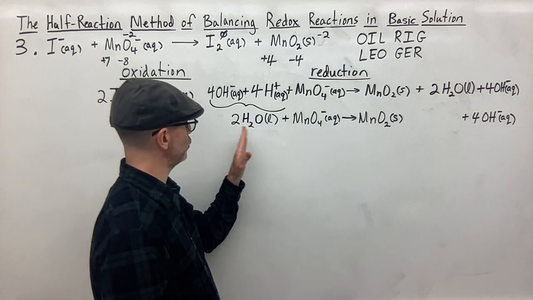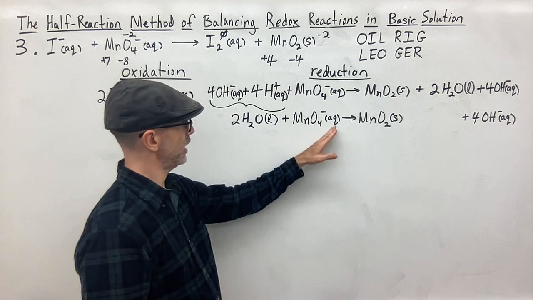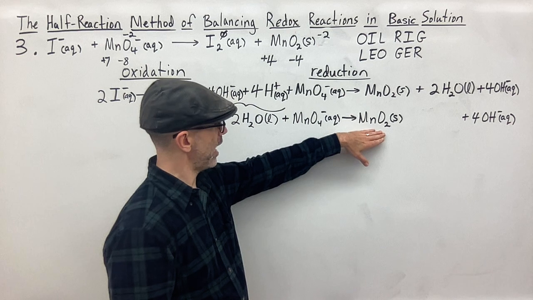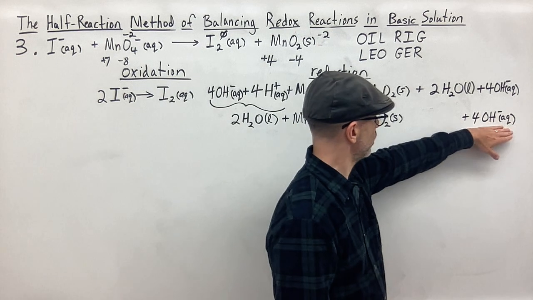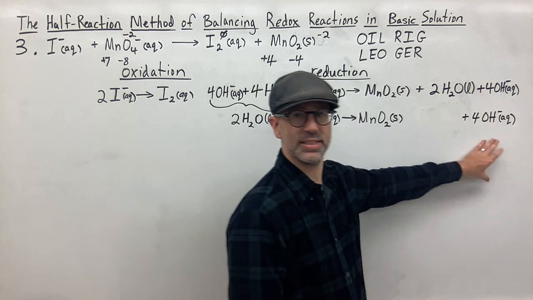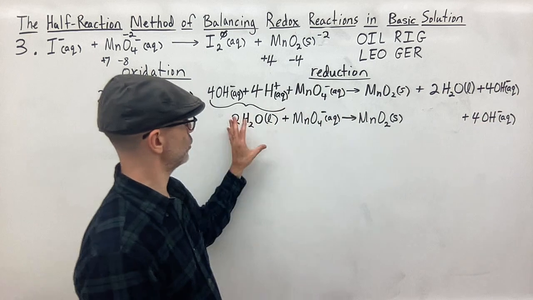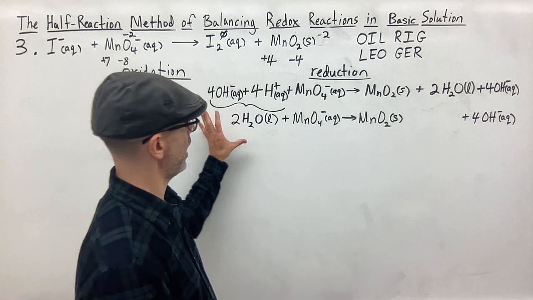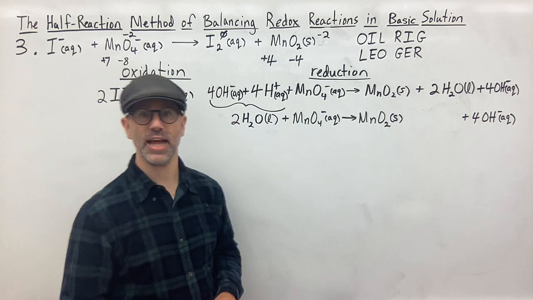So now I have 2 waters on this side plus my MnO4 minus aqueous on this side. And then I'm going to have my MnO2 solid, and I'm going to have my 4 hydroxides on this side. So now you can see that it's basic, right? So this is now in a basic solution. No H pluses are here. So now I have my final version of the reduction half reaction.